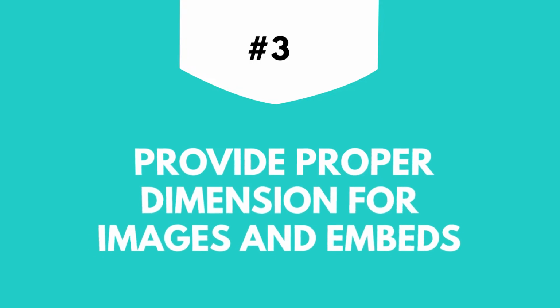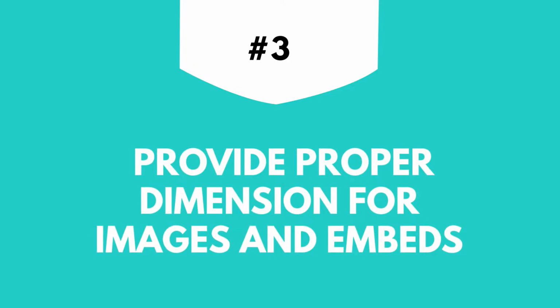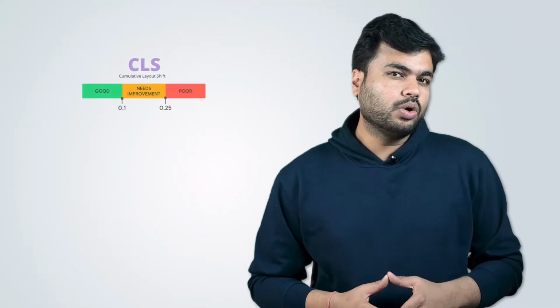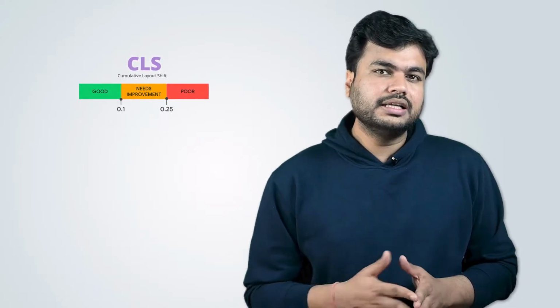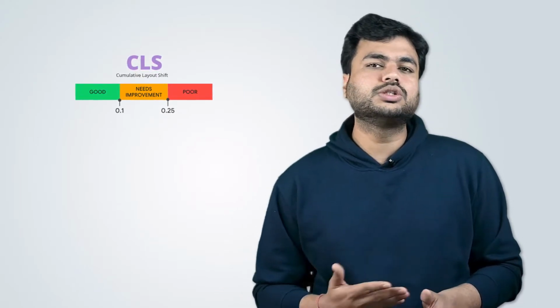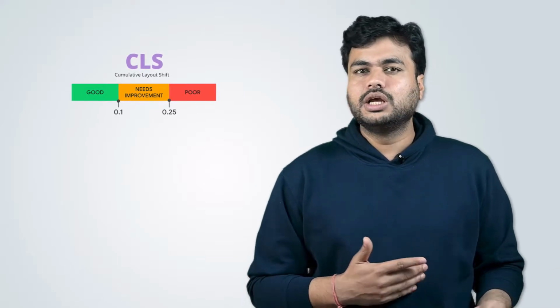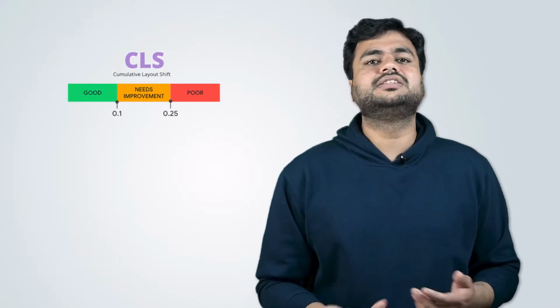Strategy number 3, provide proper dimensions for images and embeds. A CLS score that is over 0.1 is considered poor, and usually it is caused by elements like image ads or embeds without dimensions in the CSS file.